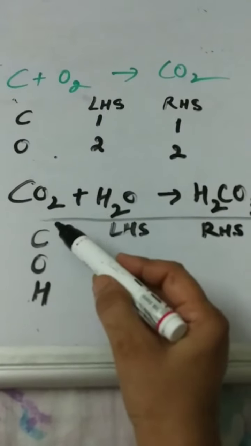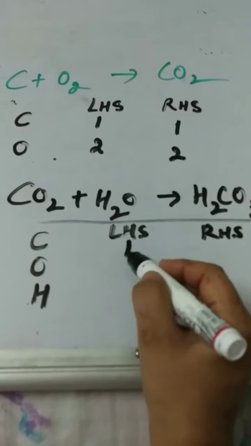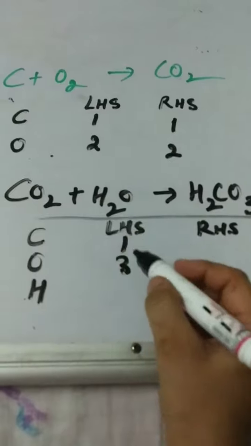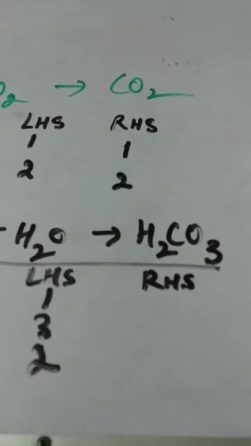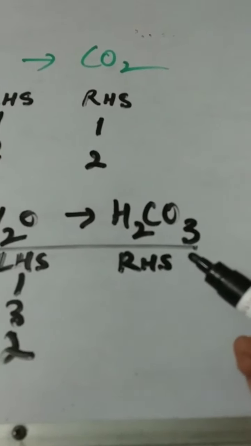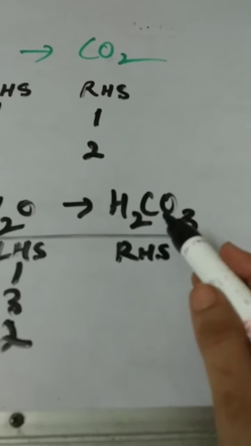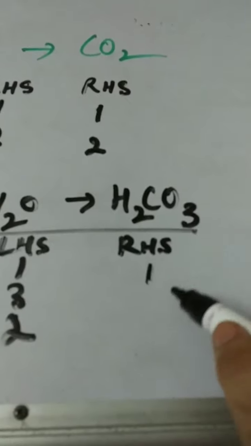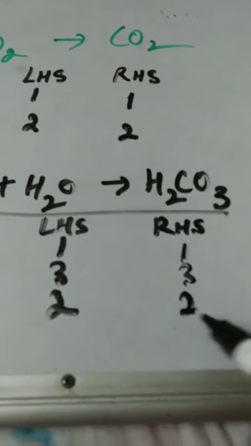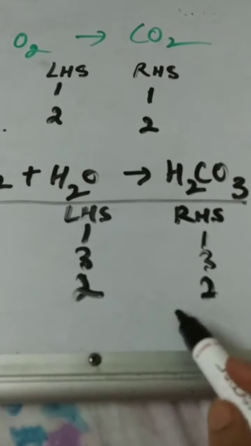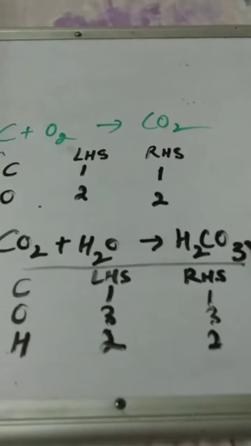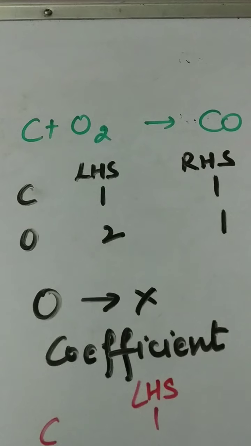How many carbon are present? 1. Oxygen 2 and 1, 3. Hydrogen 2. Now see the number of atoms at the right hand side. How many carbon? 1. Oxygen 3 and hydrogen 2. We will check that the number of atoms on both sides is equal. That's why this equation is also a balanced equation.